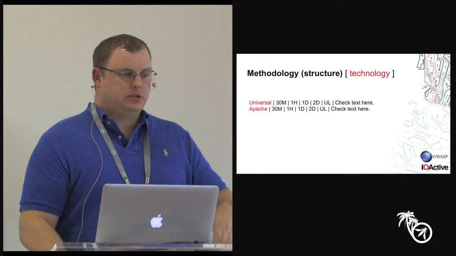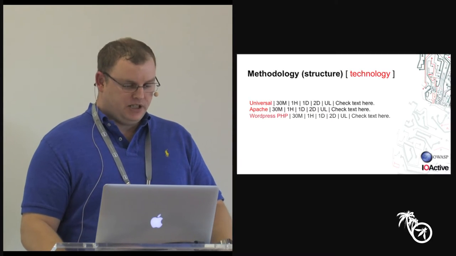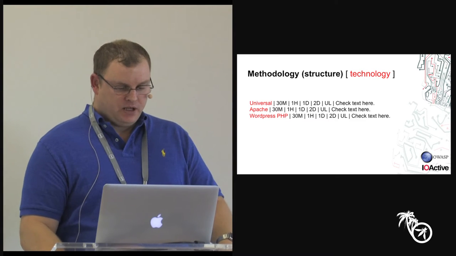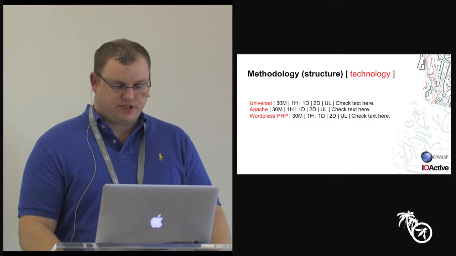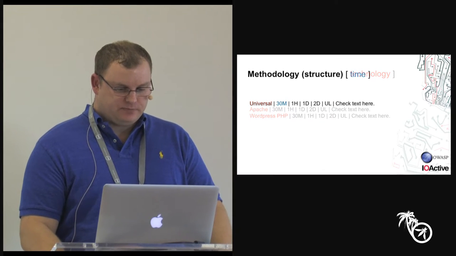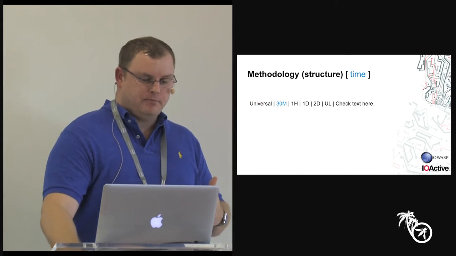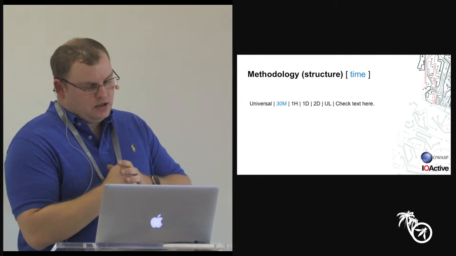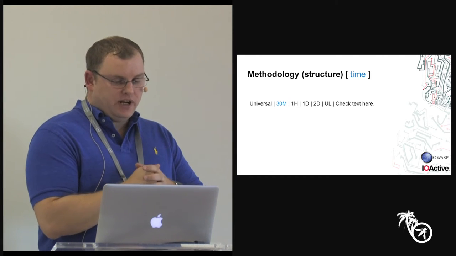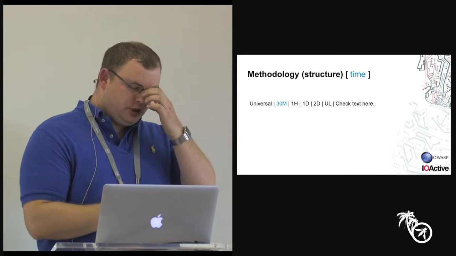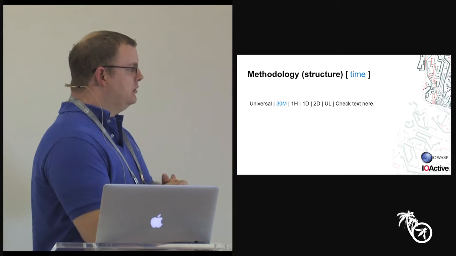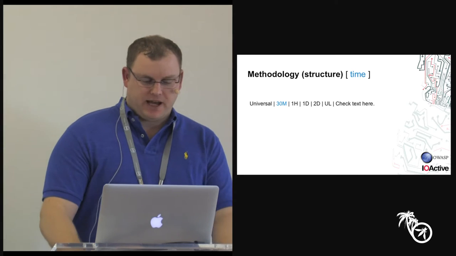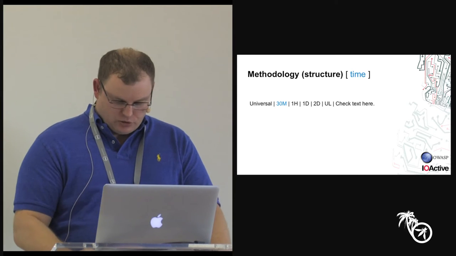So some examples, it's an Apache rule. It's a WordPress rule, right? And you see that you have times there as well, and then you have the text for the check. So that's technology. Then you have time. 30 minutes, 1 hour, 1 day, 2 days, and unlimited. And these I'm messing with, and I would love to hear feedback on, are these too small, too large, whatever.